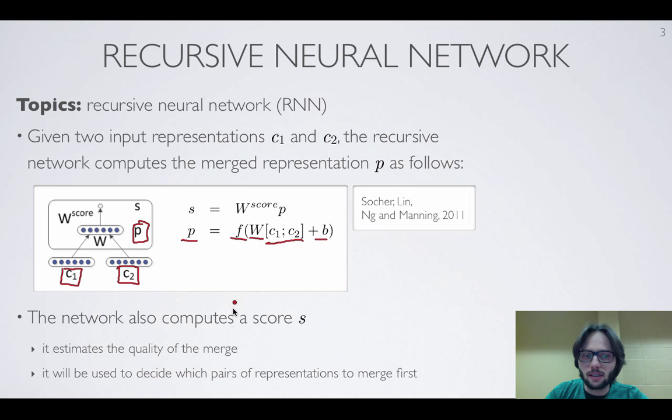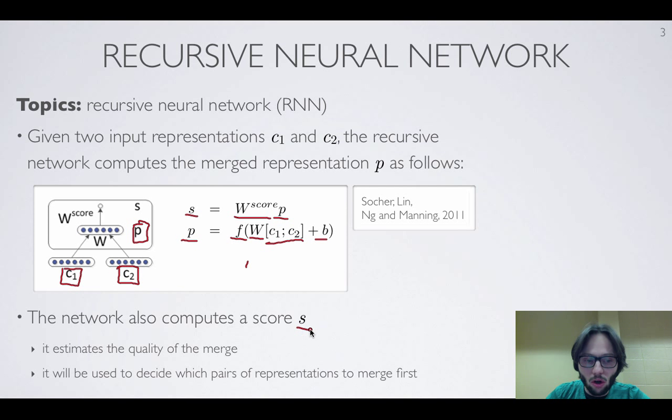And another thing that this neural network will do is actually compute a score of the quality of the merge. How appropriate is it to take C1 and C2 and merge it into a vector which corresponds to P? And to get this score, they essentially only model it as a linear transformation of the merged representation P. So you take the vector P multiplied by W score, a different, in this case not a matrix, but a vector that's multiplied by P and gives a real valued score.